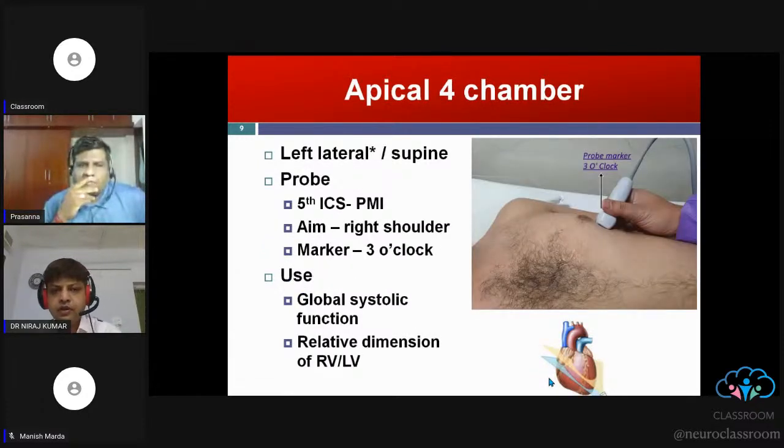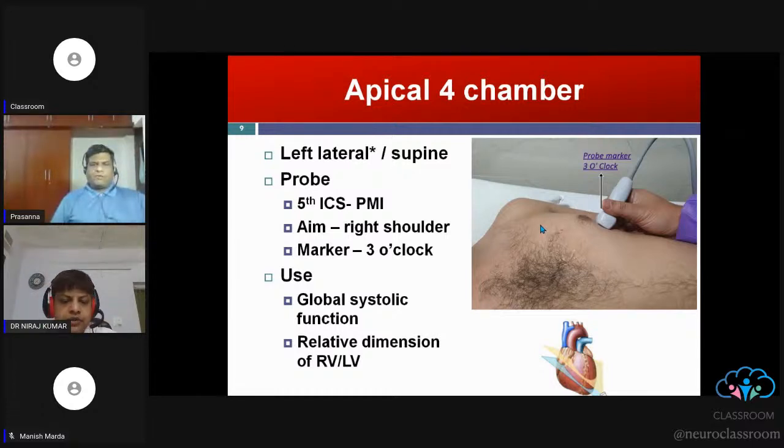Now we come to our third view, that is the apical four chamber view of basic echocardiography. Here the patient should preferably be in the left lateral position, but sometimes in the trauma setting, if it is not possible to make the patient left lateral, you can obtain this view in the supine position also. You have to keep your probe at the fifth intercostal space just below the nipple, also called PMI, meaning point of maximum impulse.